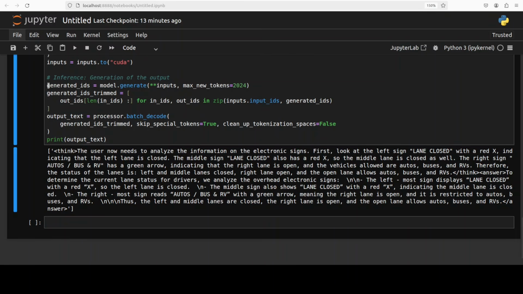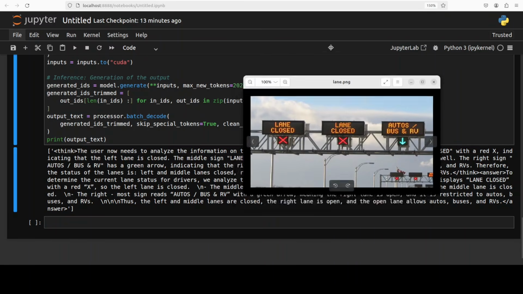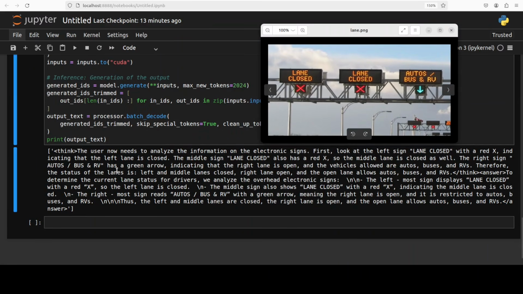Now it says, and I will display the image too, so that we could compare: the user now needs to analyze the information on the electronic signs. First look at the left sign. So OCR is also good: lane closed with a red X, indicating that the left lane is closed. The middle sign says lane closed, also has a red X, so English is quite good. So the middle lane is closed as well. Then the right sign: autos, RV, green arrow, very nice. So it means that it is open and the vehicles allowed are this, and this.